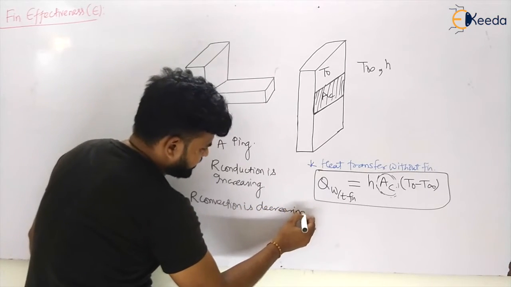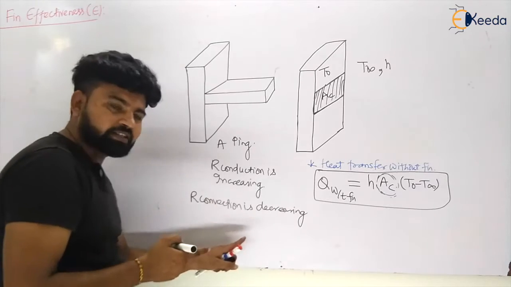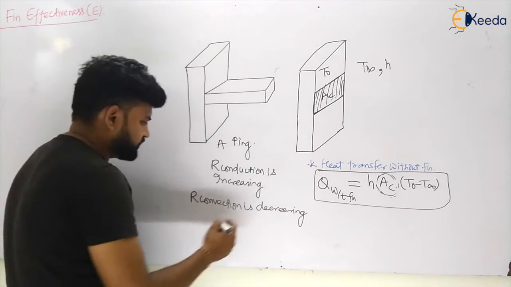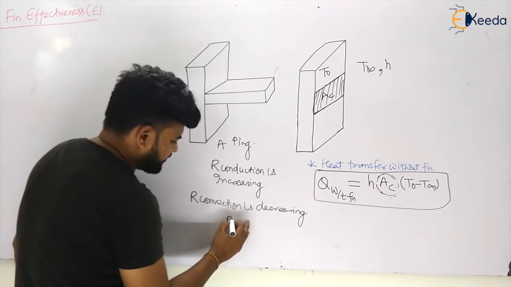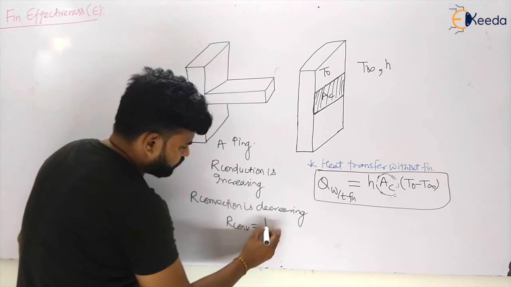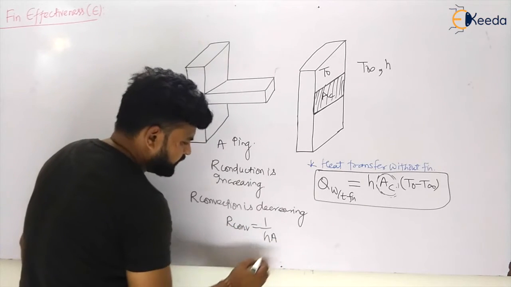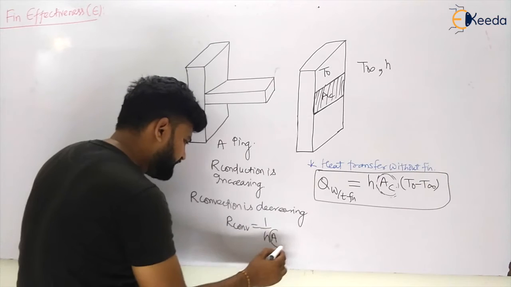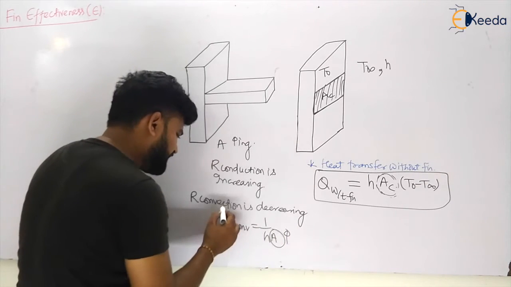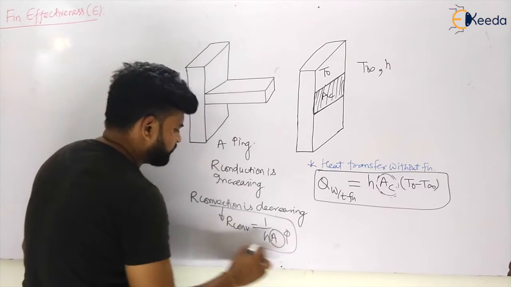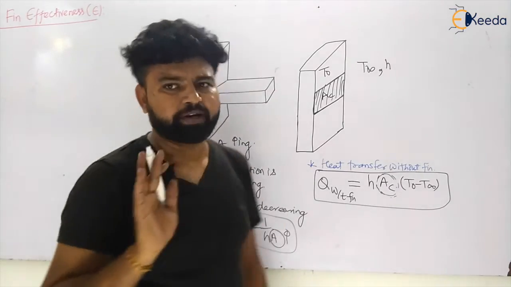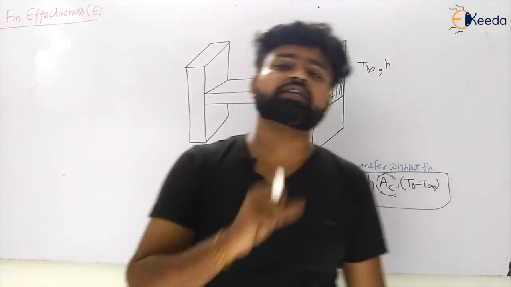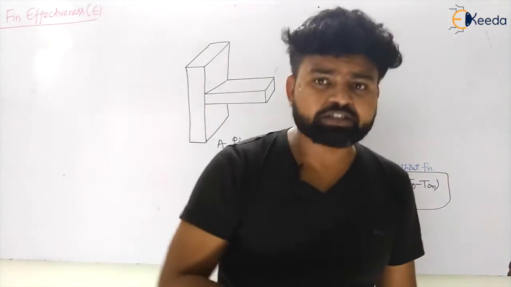Why is it decreasing? You have also seen this concept in critical thickness of insulation. R convection is given by 1 upon hA, and this is decreasing because area is increasing. So conduction resistance is increasing, and convection resistance is decreasing.